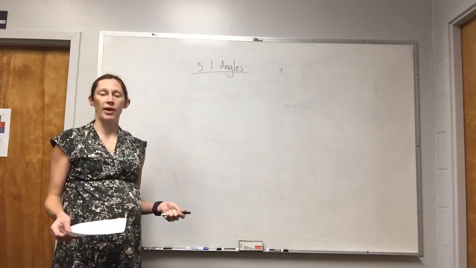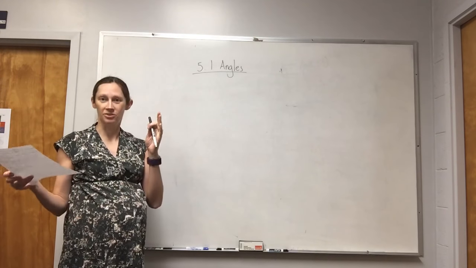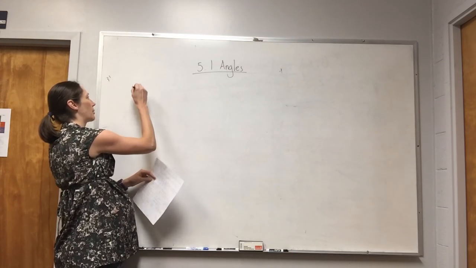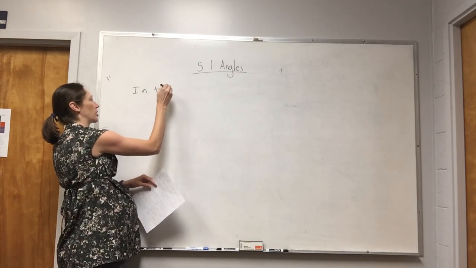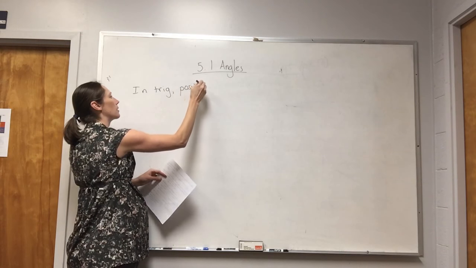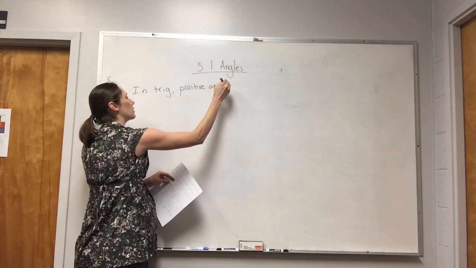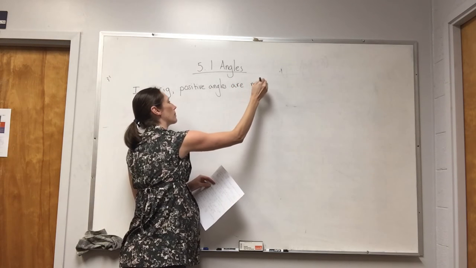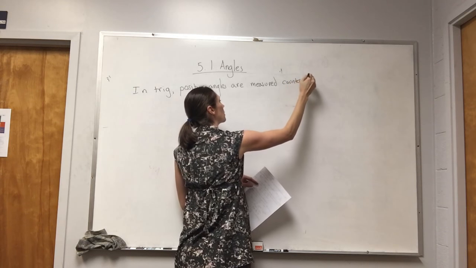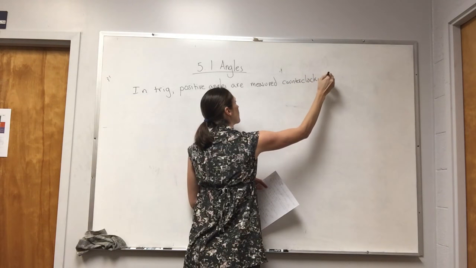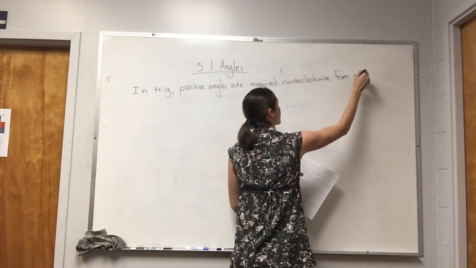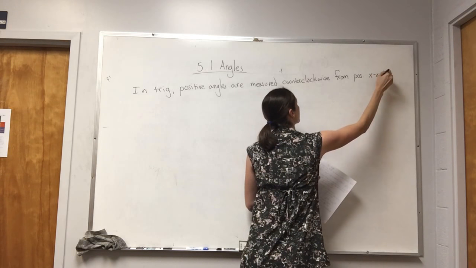Welcome to Chapter 5. We're finally getting into the trig part of this course that's called Precalculus and Trigonometry. So, in trigonometry, which I think I'll just abbreviate trig, positive angles are measured counterclockwise from the x-axis, or from the positive x-axis.